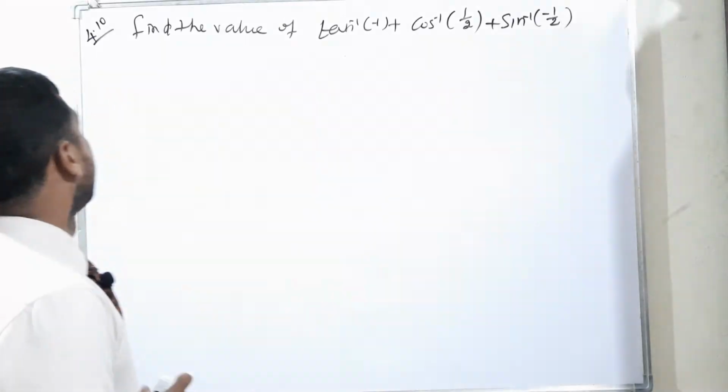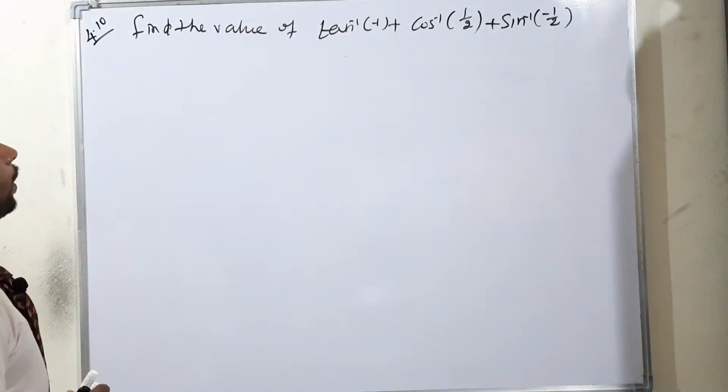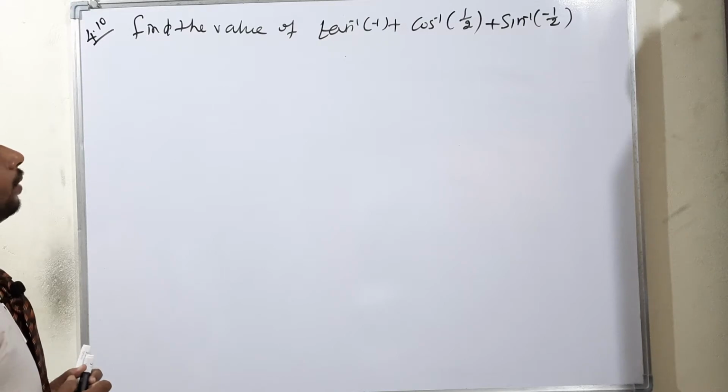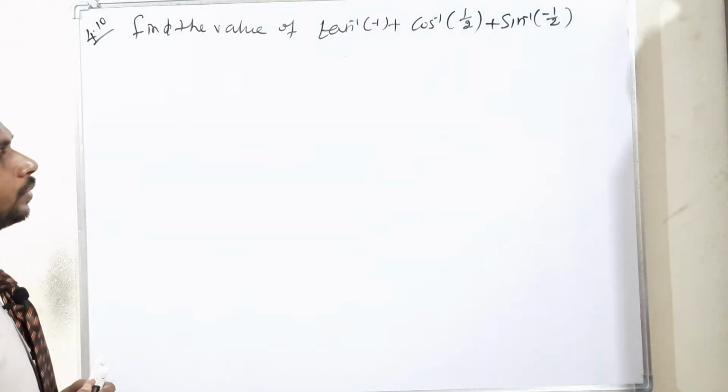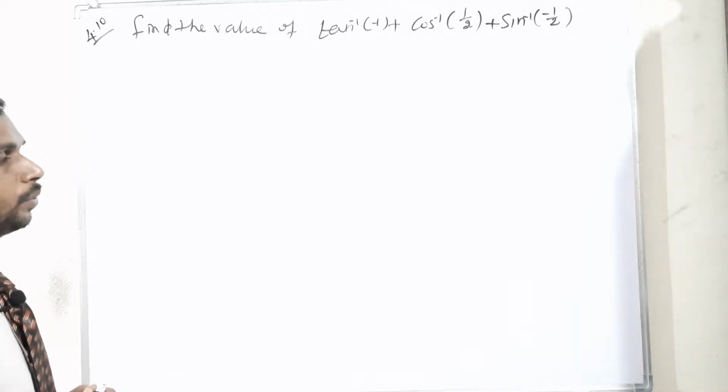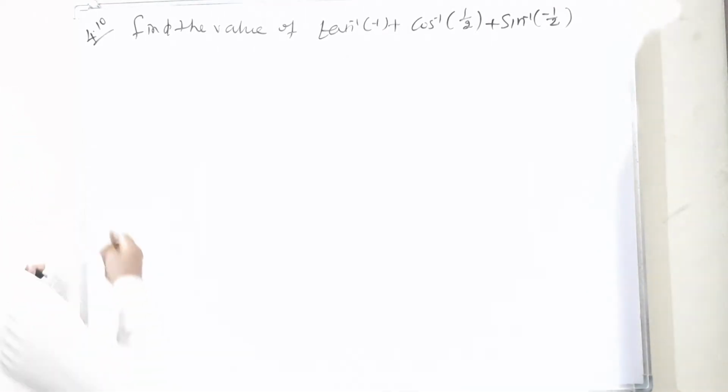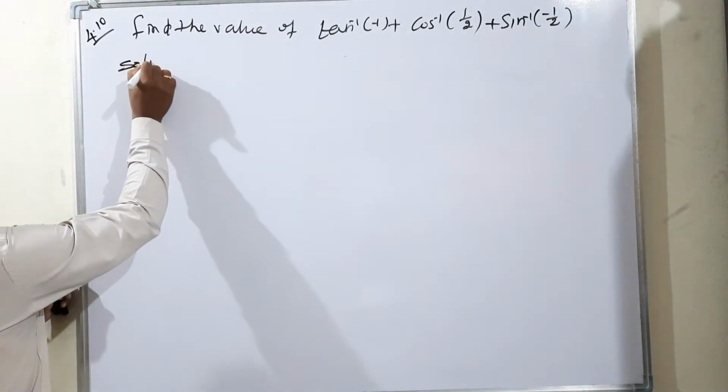Okay, so now I'm moving to example 4.10. What is the question? Find the value of tan inverse of minus 1 plus cos inverse of positive 1 by 2 plus sin inverse of minus 1 by 2. Okay, so one by one solution.